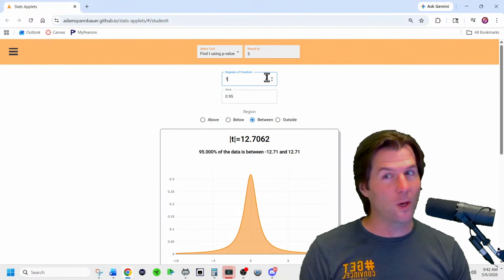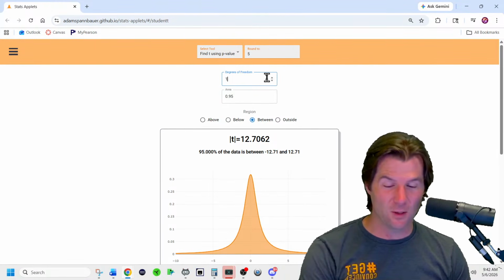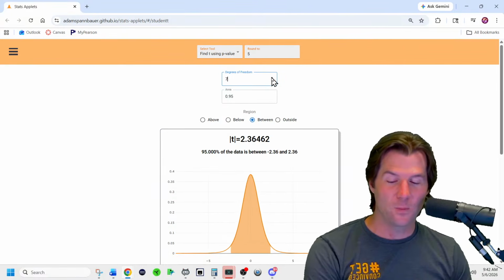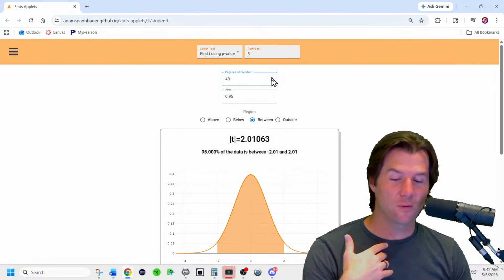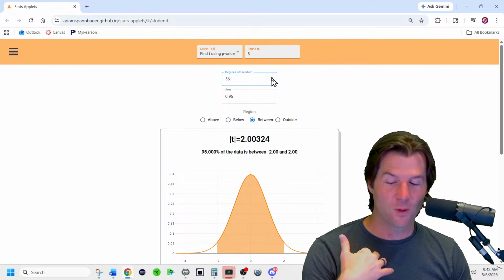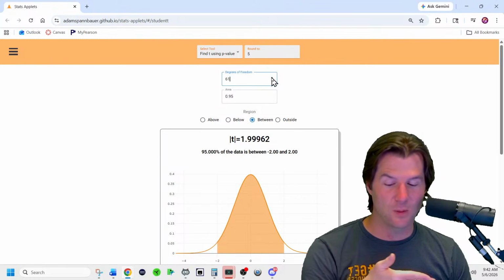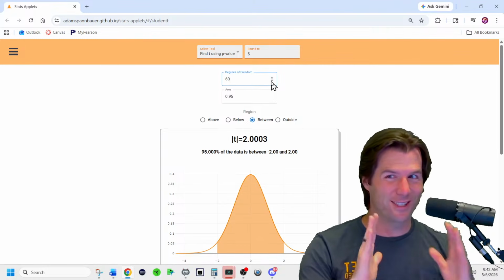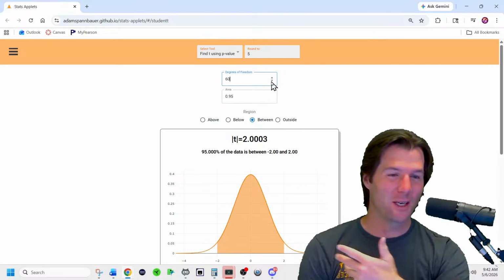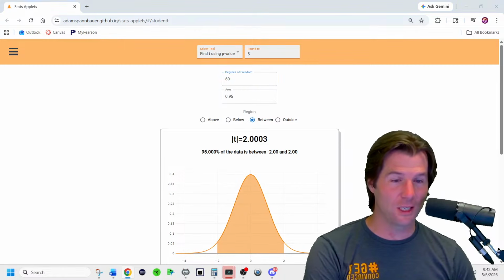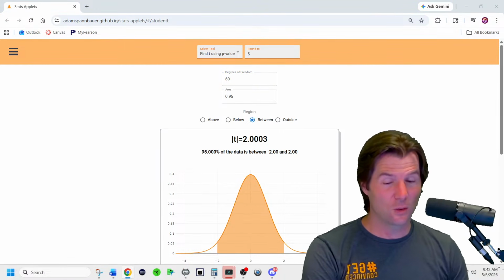So the T, created by William Gossett, working at Guinness Beer, true stories, is basically the normal, but corrected for sample size. My favorite degrees of freedom is actually 60 because at that point, it's basically 2, which is our 68, 95. A 95% confidence interval is basically a T-score of 2 with 60 degrees of freedom.